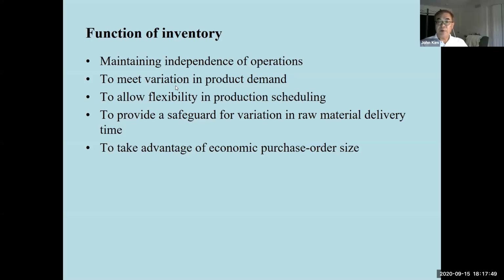To meet variation in product demand, if we have enough inventory and demand surges, then we can still sell. To allow flexibility, it is the same: if the demand changes and we have enough inventory for a certain product, each product is independent. To provide a safeguard, the same story: if there is safeguard inventory and demand increases, then we can meet that increasing demand.